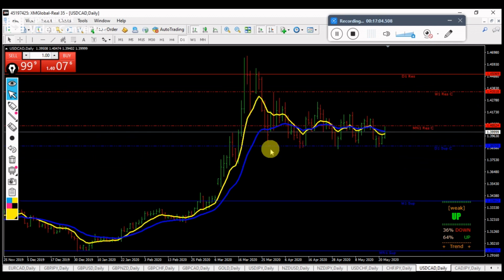USD CAD. As I told you in my previous video, I was expecting USD CAD to go down and it came down for 300 pips, and we exited that play. We didn't take this buy trade because it's already touched my monthly resistance again. So I'm expecting USD CAD in the long term time period will go down, and it will go down a lot.